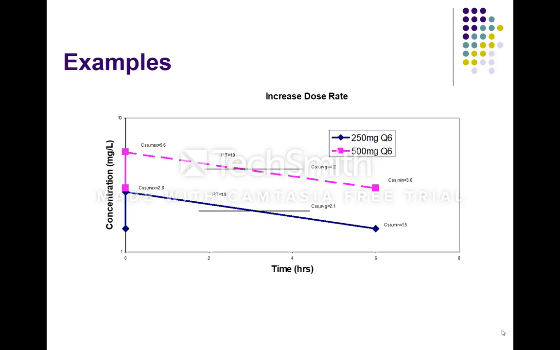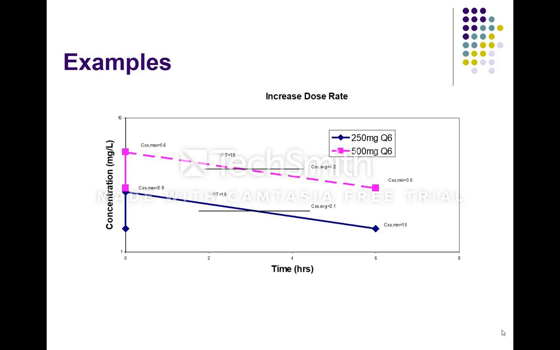So these are computer generated graphs that I made that show you the effect of changing your dose rate. So if we look at 200 milligrams given every 6 hours, which is this more bluish purple, right? What we see here is our CSS average is 2.1. Our Cmax is 2.8. Our Cmin is 1.5. And the peak to trough ratio is 1.9.